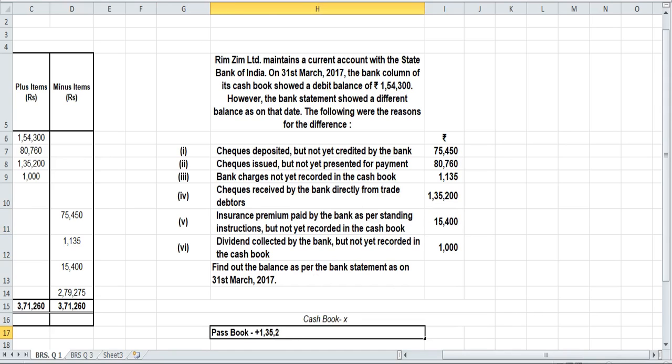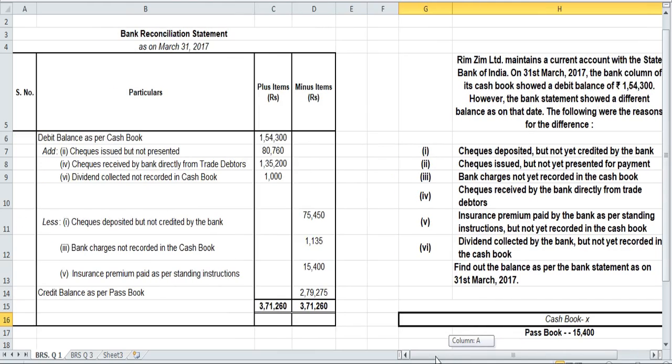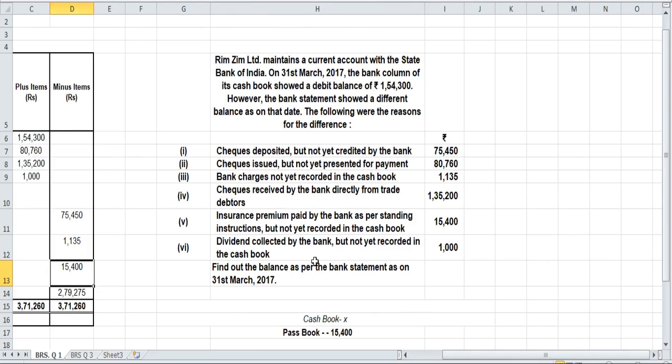Now the customer gives order to the bank that when the time comes, the amount should be paid directly from the bank. So what happened? Here your insurance premium 15,400 is directly paid from the bank. So your passbook is less, but there is no payment from the cash book. So you have to match with the passbook. So you will have to bring down the cash book and write here less insurance premium paid as per standing instruction 15,400.